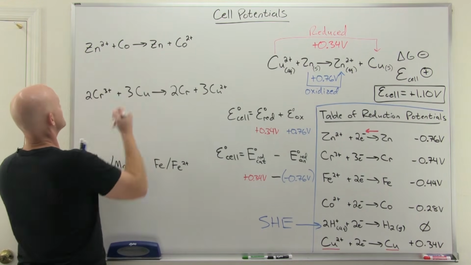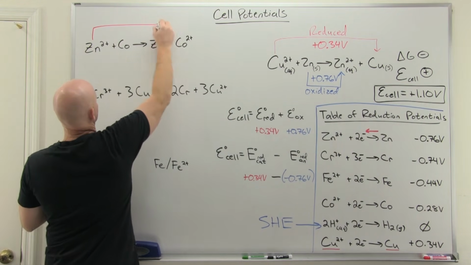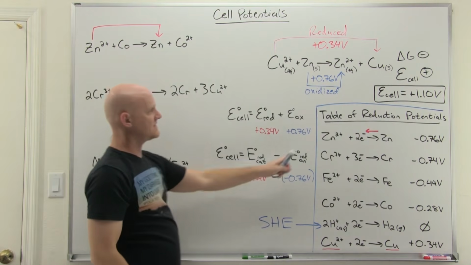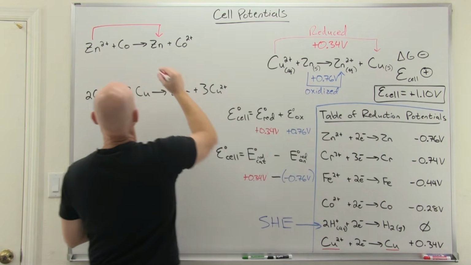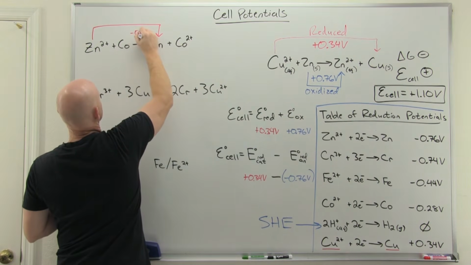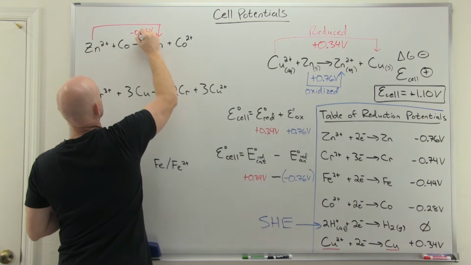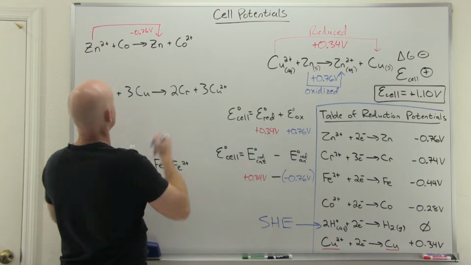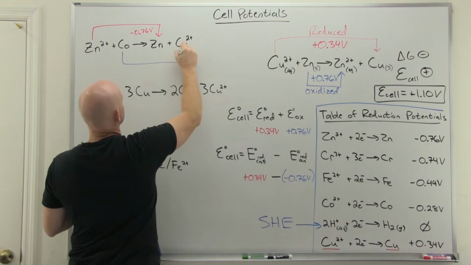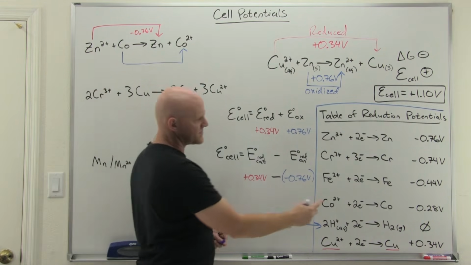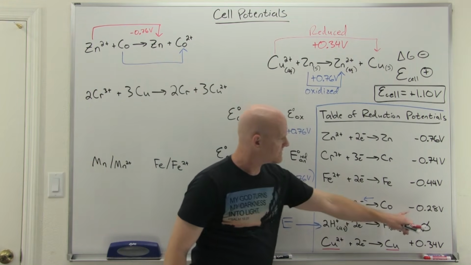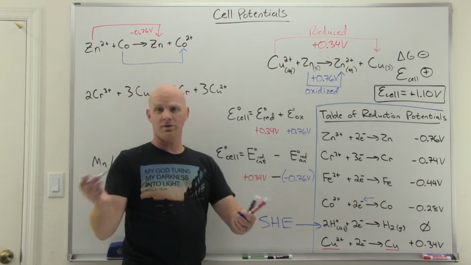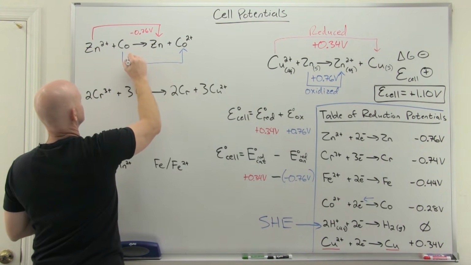All right, so first we've got Zn2+ going to Zn. And again, that's exactly how it shows up in my table. It's not backwards this time. So this is going to be negative 0.76 volts. And then we've got Co going to Co2+, and this is the one that's backwards. We're actually doing this in reverse. And so instead of negative 0.28 volts, we'll do positive 0.28 volts.